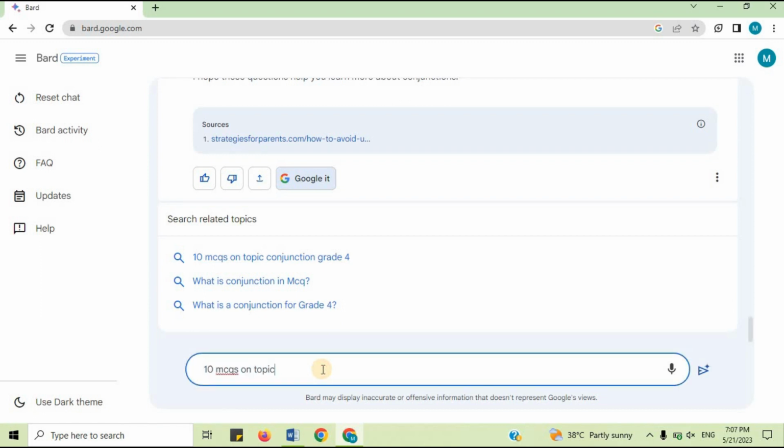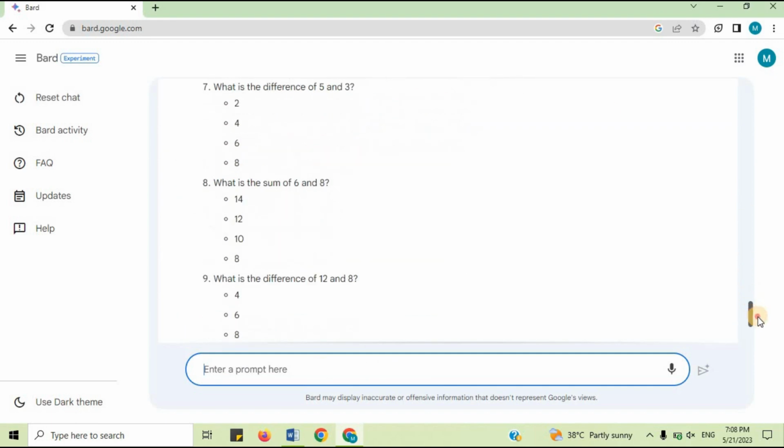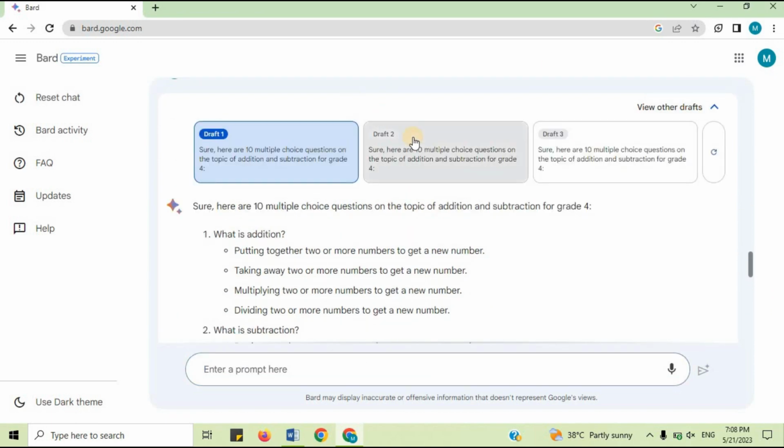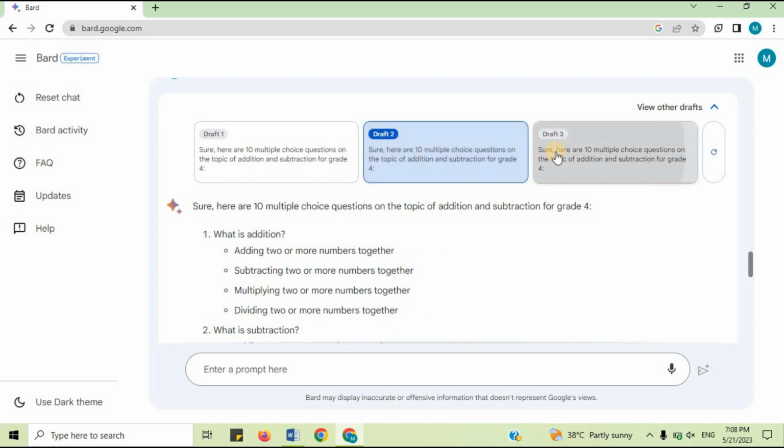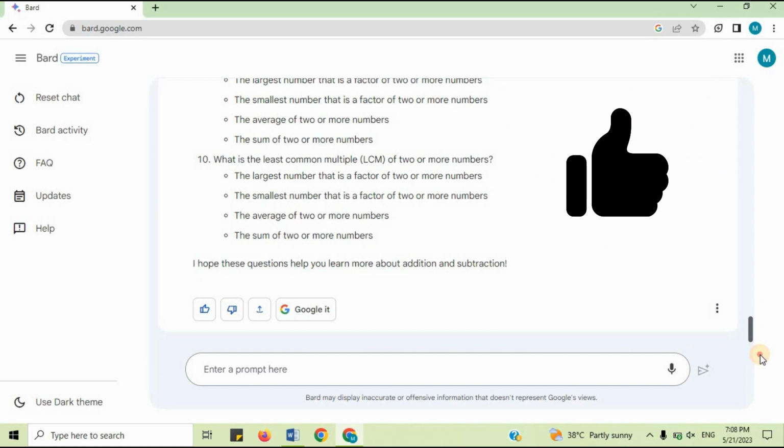10 MCQs on topic addition and subtraction for grade 4. You can check out draft 1, draft 2 and draft 3. In this way, teachers can use 10 easy methods to make their classwork easier.